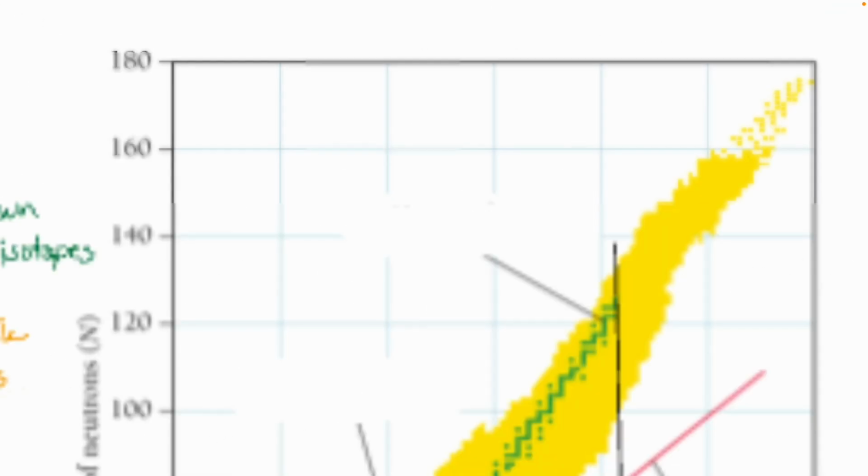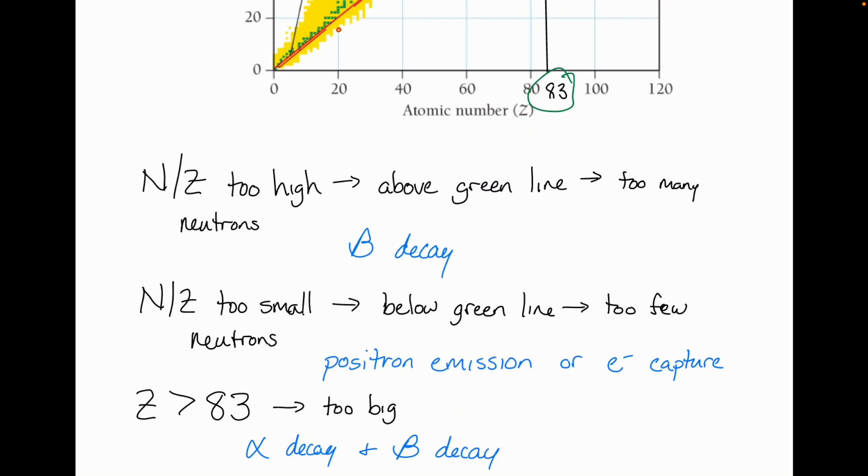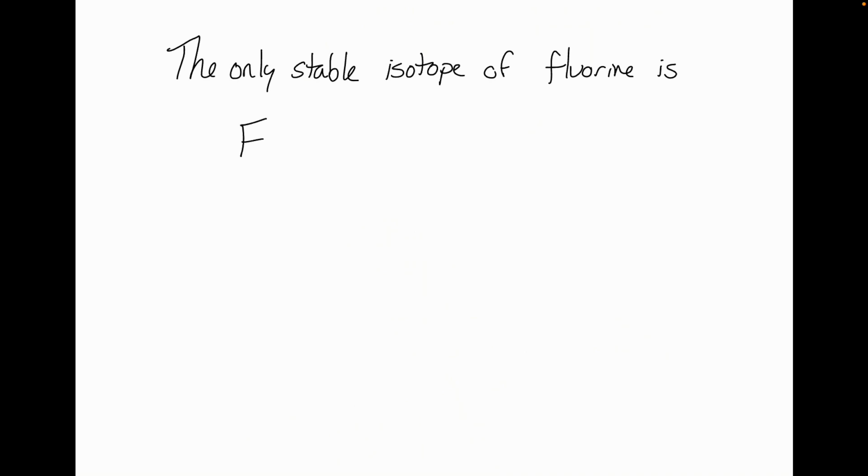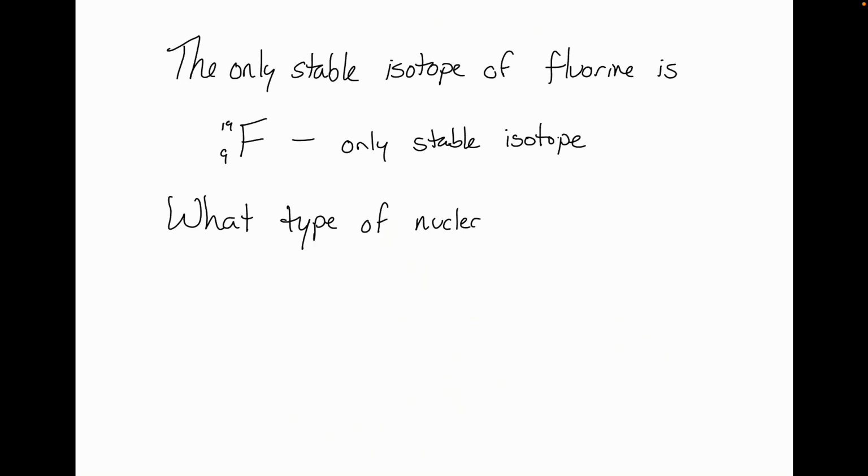All right, so what are we supposed to be able to do with this information here? Okay, so what would this type of problem look like? I could tell you something like the only stable isotope of fluorine is F19, right? Fluorine-19 is the only stable isotope. So then I could ask, what type of nuclear reaction does fluorine-21 undergo?